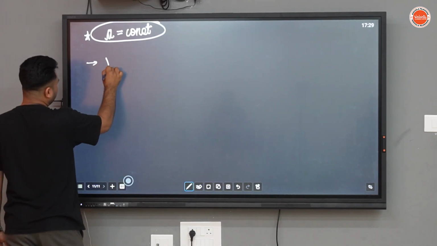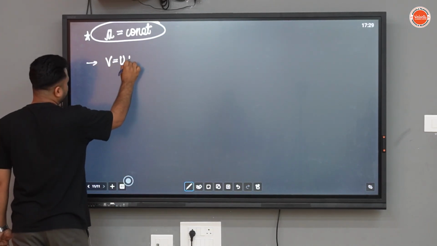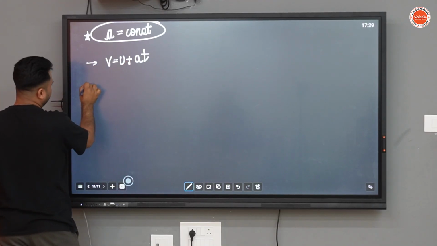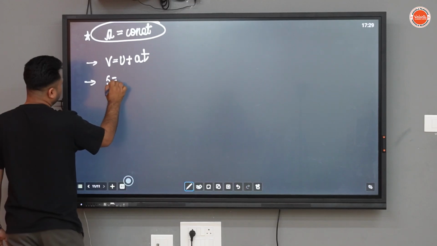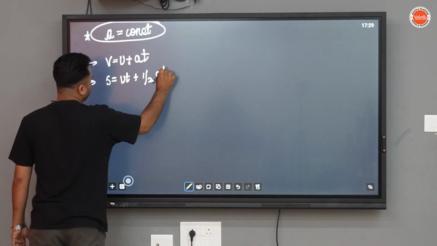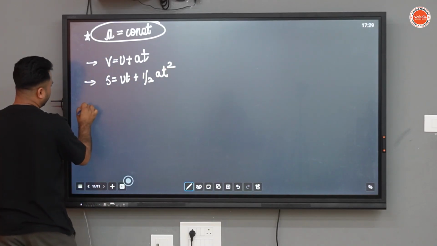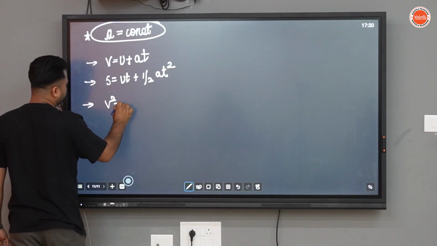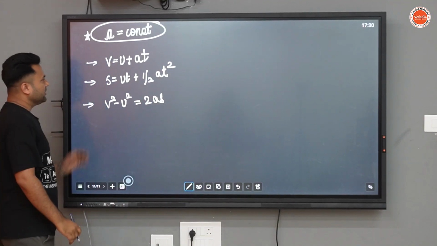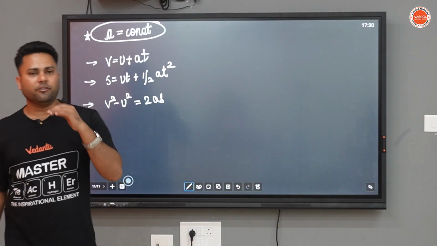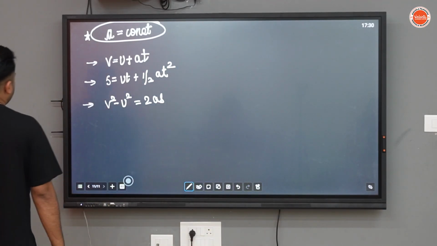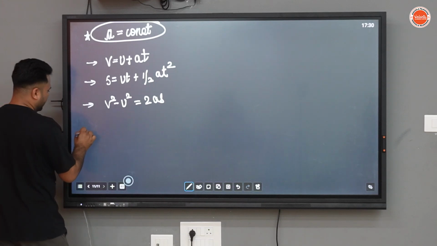So first is v, that is final velocity equals to initial velocity plus acceleration into time. S equals to ut plus half at square. This is the distance. Third, v square minus u square equals to 2as. So these are the three equations. How we have to take the direction I will tell. Question I will take, then I will tell. One more equation is there.